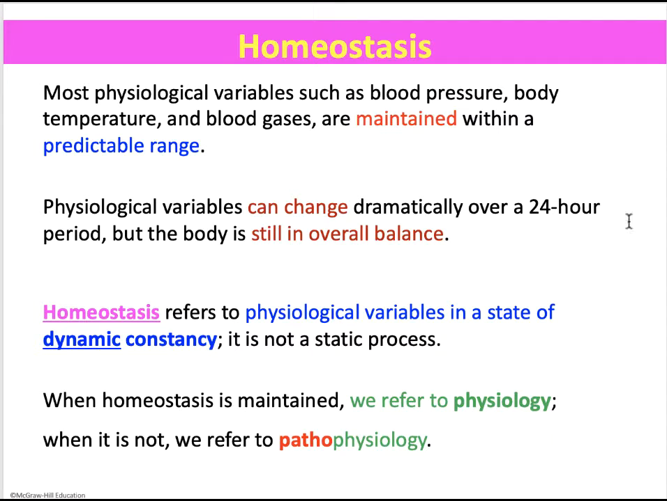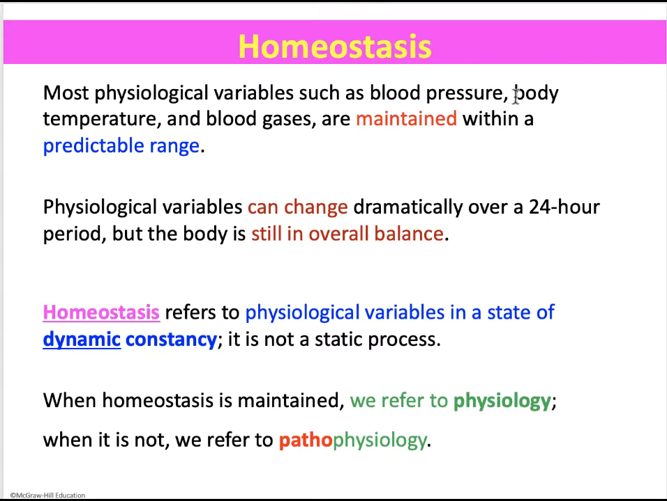So, as it says here, most physiological variables, such as blood pressure, body temperature, and blood gases, are maintained within a predictable range. So that's what homeostasis means. It doesn't mean an exact value, it means a predictable range to do with your wellness at that time.